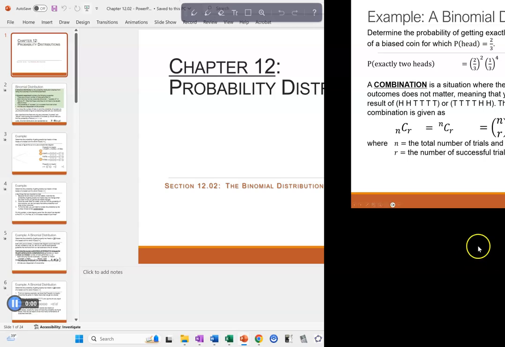That's called a factorial. If I have the number 4 factorial, that means 4 times 3 times 2 times 1. You probably remember that from pre-algebra or algebra. Once again, the n is the number of trials total, and the r is the number of successful trials. So in our case, we want 6 choose 2.